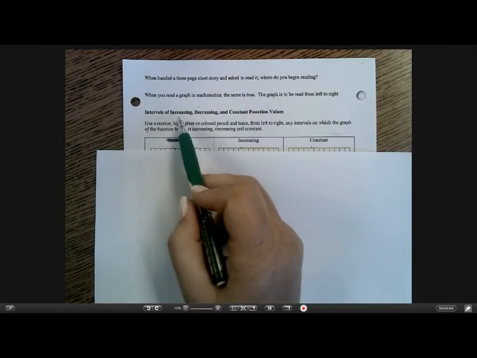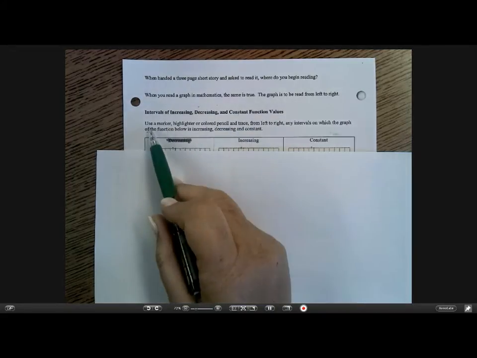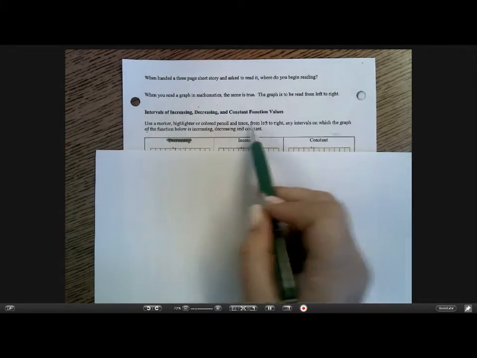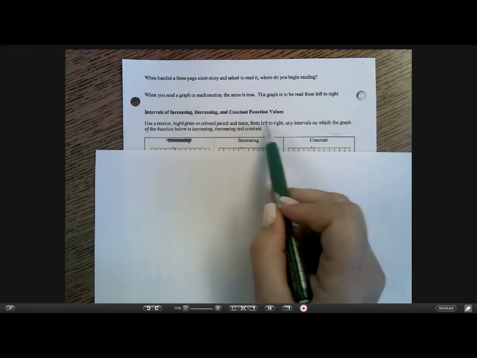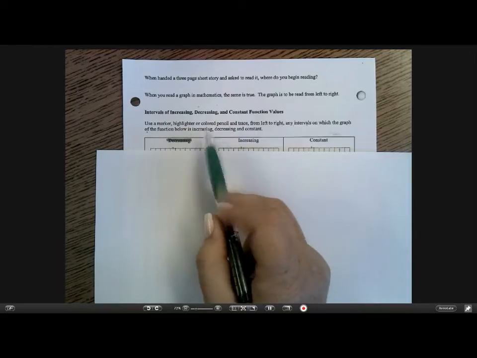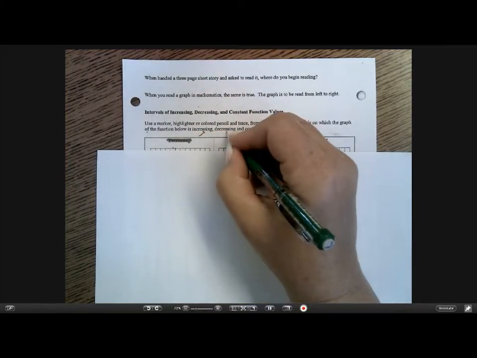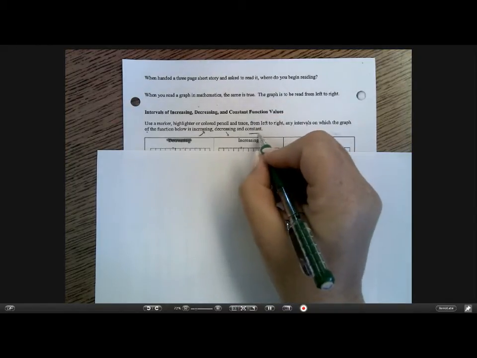So intervals of increasing, decreasing, and constant function values. You're going to use a marker, highlighter, or colored pencil and trace from left to right any intervals on which the graph of the function below is increasing, which means it rises to the right, decreasing, which means it falls to the right, or constant, which means it's just a horizontal line.